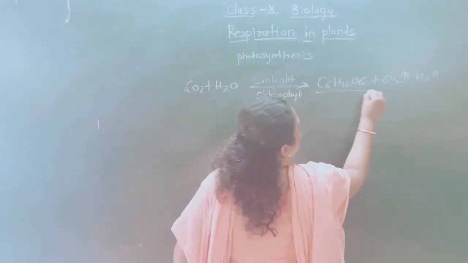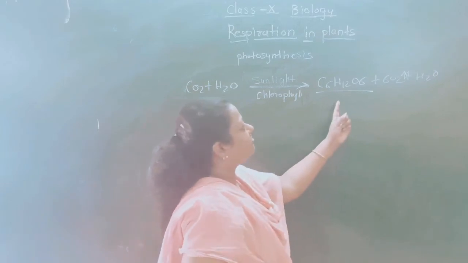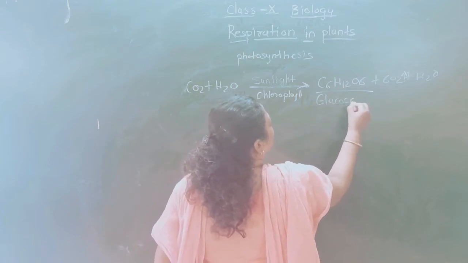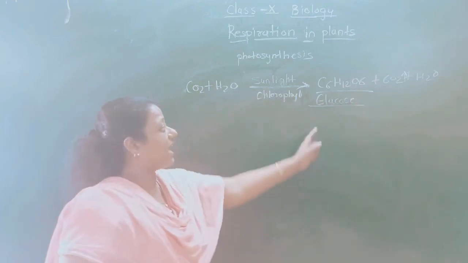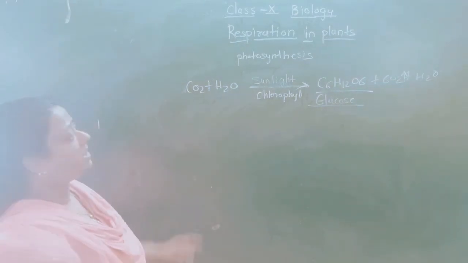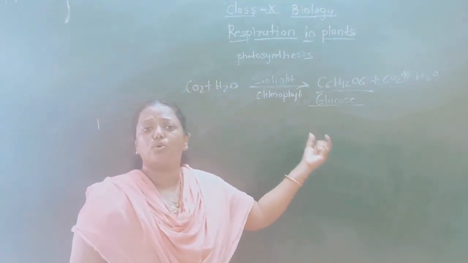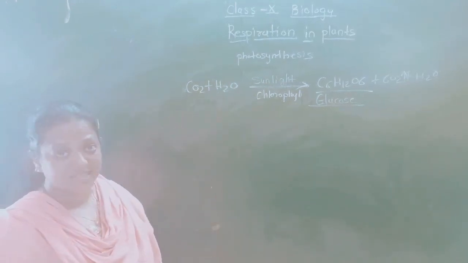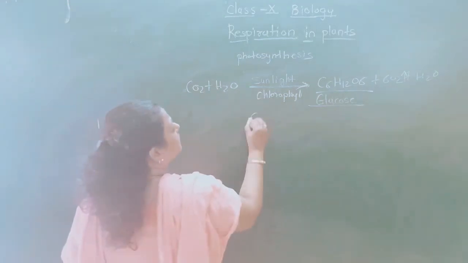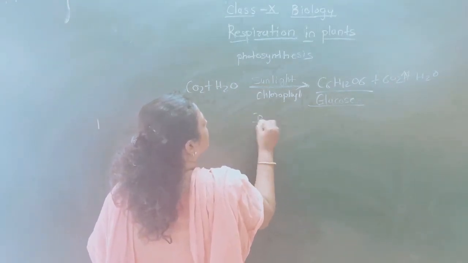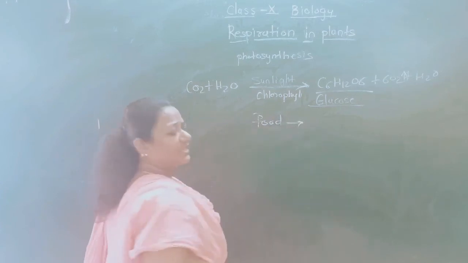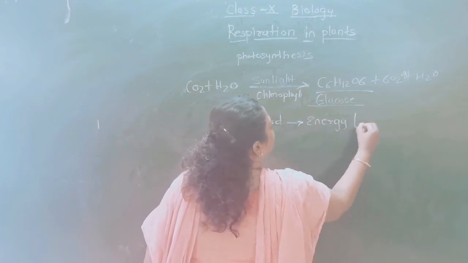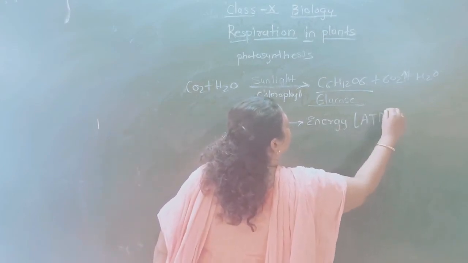This is C6H12O6. You are quite acquainted with it. You are familiar with this compound, which is called glucose. And that glucose is called food. This means the plant can prepare its own food by the process of photosynthesis, and it needs carbon dioxide. Okay, now the food has been prepared by the plant. Now for what will this food be utilized? That food will be utilized to make energy, which will be in the form of ATP.